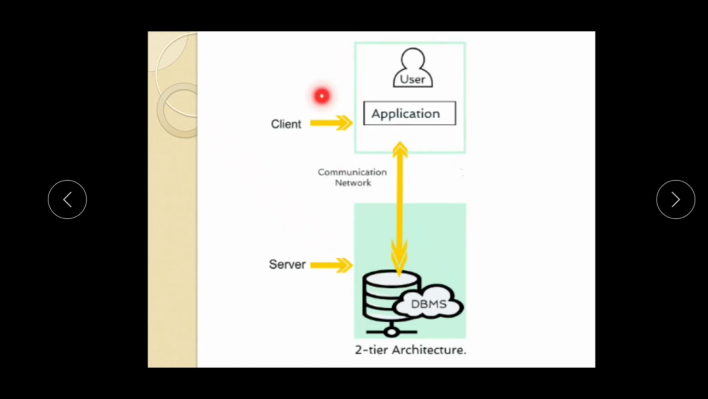Why is it called two-tier? Because two-tier means two levels. Here we are having first level and second level. The first level is the client. The second level is the database server. The client contains one more component, the client application, which will be integrated in the client. So two levels, that is why it is called two-tier architecture.